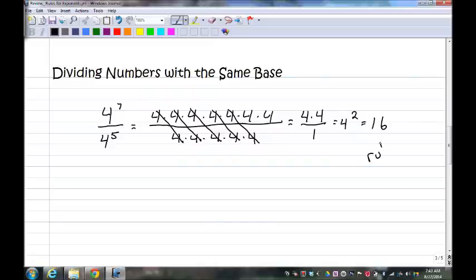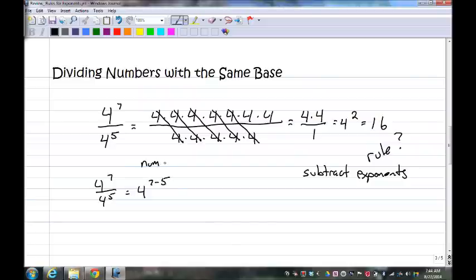Now, do you see what the rule would be for dividing numbers with the same base? Do you? Hopefully you can say, well, you subtract the exponents. And that is exactly what you would need to do. So, I have this one again, 4 to the 7th over 4 to the 5th. What you would do is 4 to the numerator minus the denominator. You got to do it in that order. So it's numerator minus denominator with the exponents, that is. And this is 4 to the 2nd, which is 16, exactly what we said it would be.